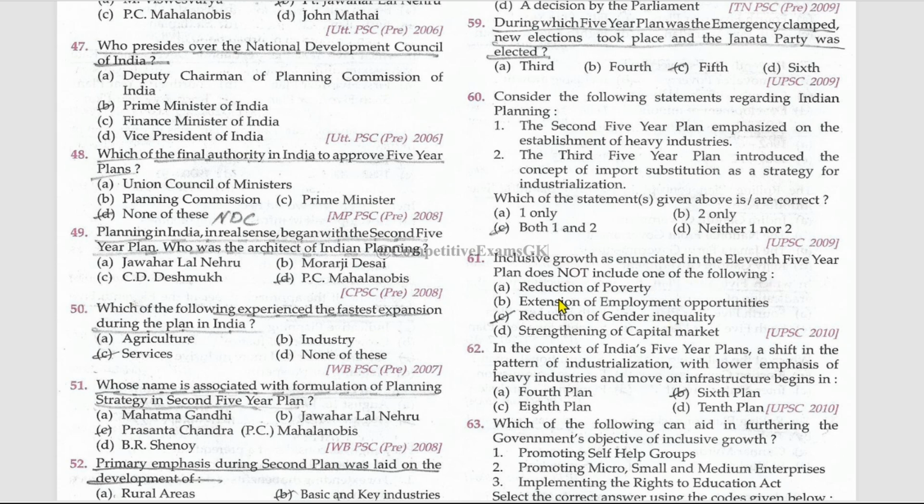Inclusive growth as enunciated in the 11th five-year plan does not include reduction of gender inequality. The 11th five-year plan includes reduction of poverty, extension of employment opportunities, and strengthening of capital market, but it does not include reduction of gender inequality.